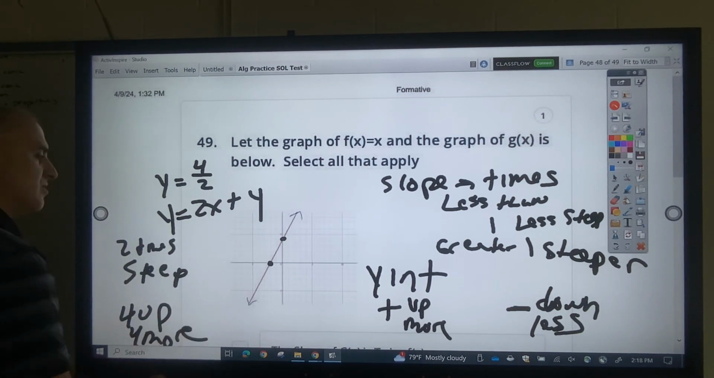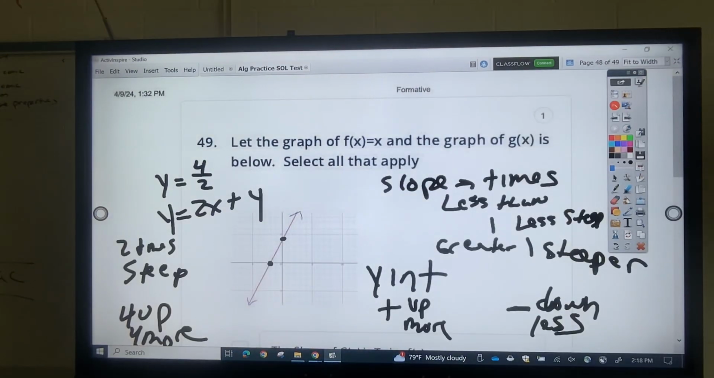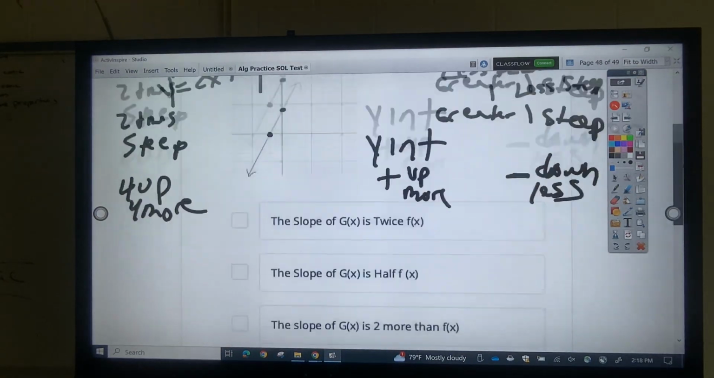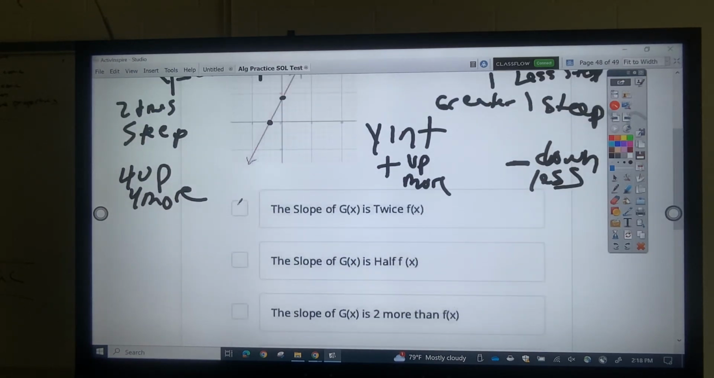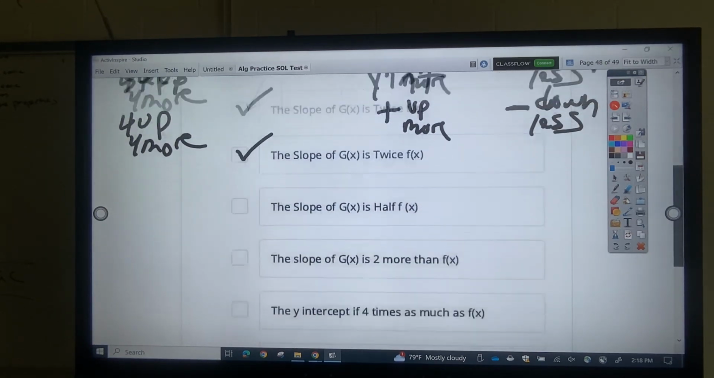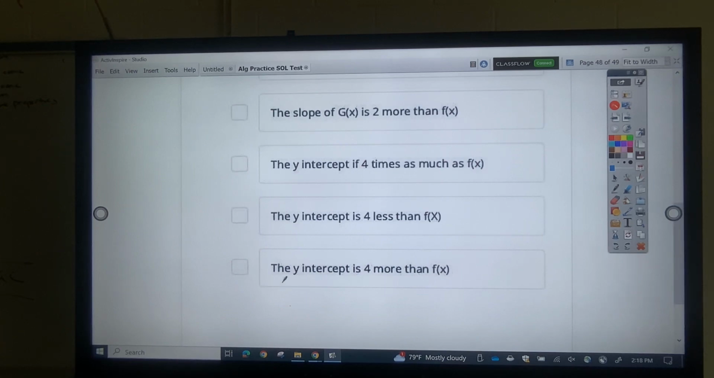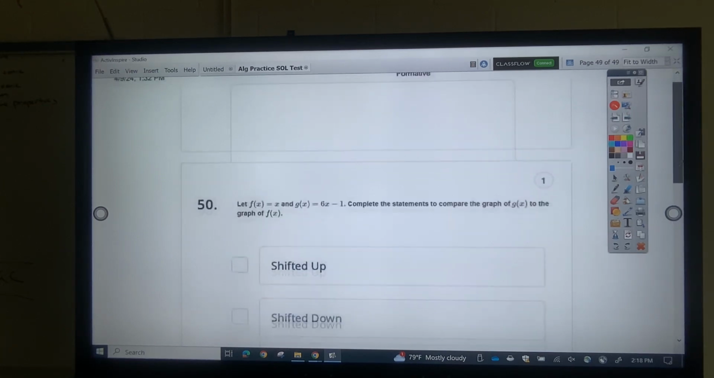So we're going to try to find those key words in our problem. Okay? All right? So it's twice, and the y-intercept is 4 more. That's the way that would work. Okay? Next question is question 50.